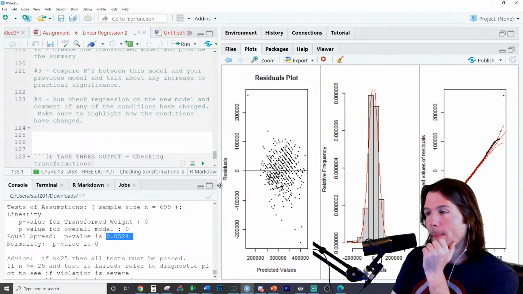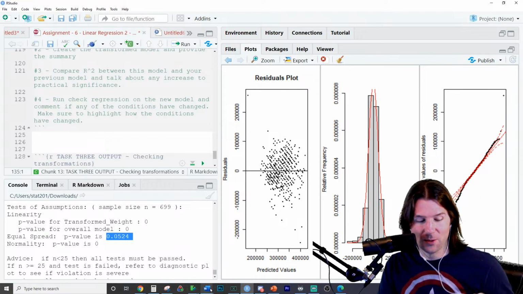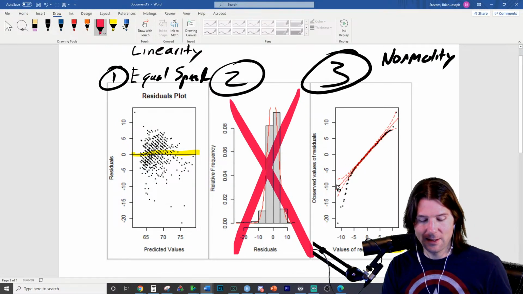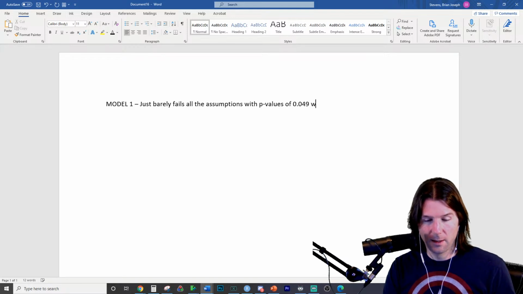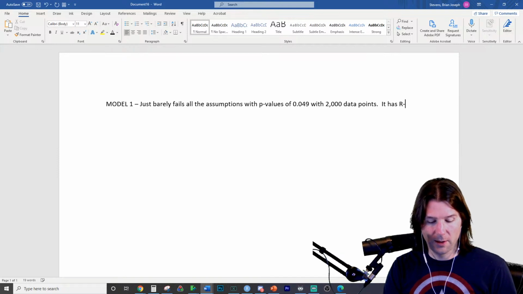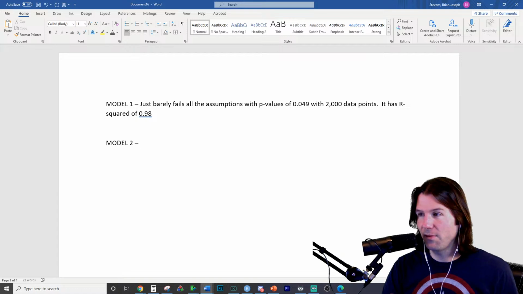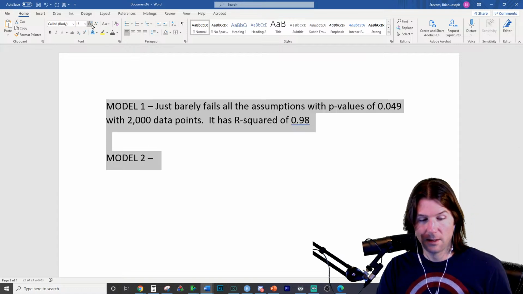So let me ask you this. Would you rather... So here's the question. Ooh, this is a good question. Here's the choices. Model 1 just barely fails all the assumptions with p-values of 0.049 with 2,000 data points. It has an R² of this. Model 2. I should just put this on the test. I flat out just want to put this question on the test.